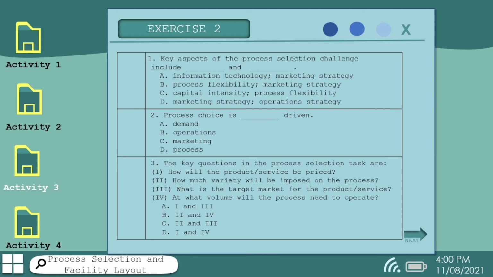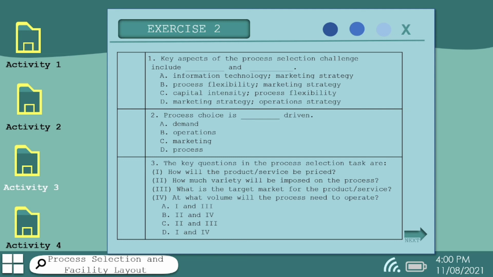Again, when we say capital intensity, it is the mix of equipment and labor that will be used by the organization. And process flexibility means the system can be adjusted to changes in processing requirements due to outside factors like technology, service design, and volume changes.